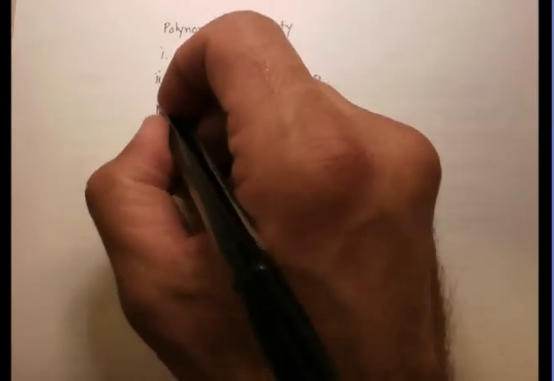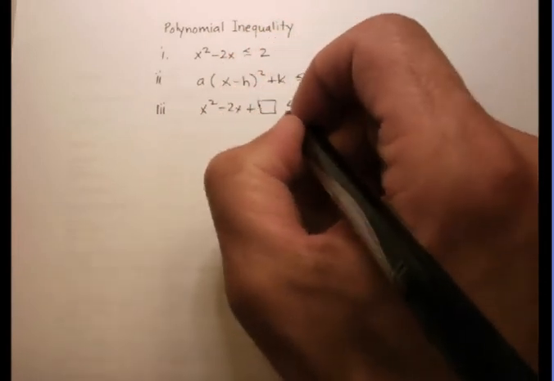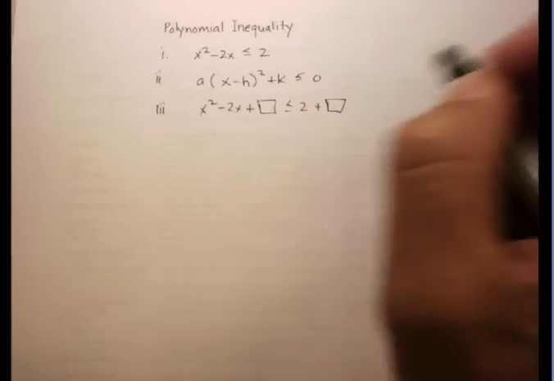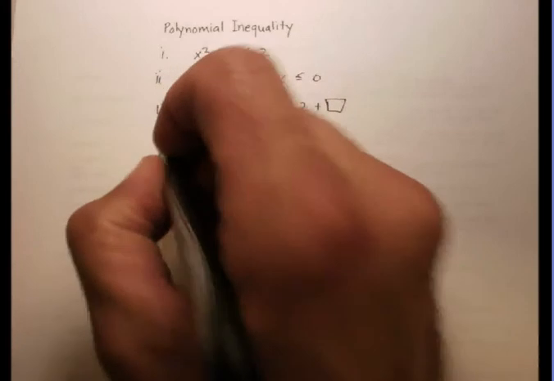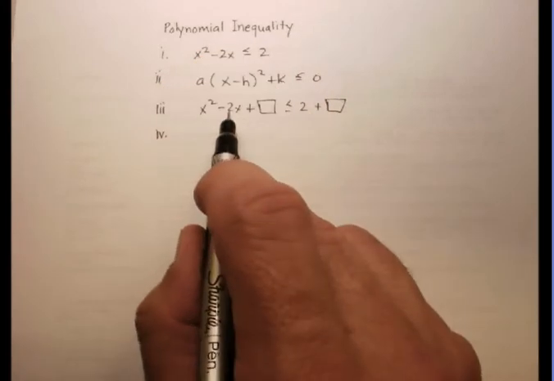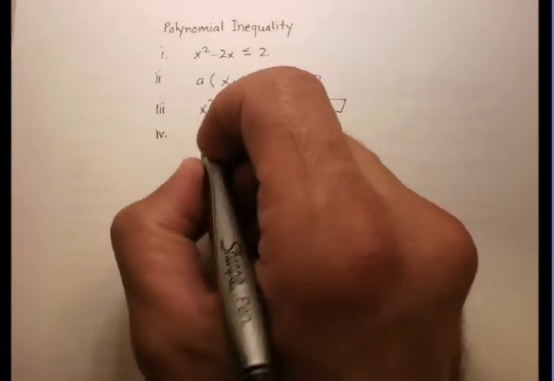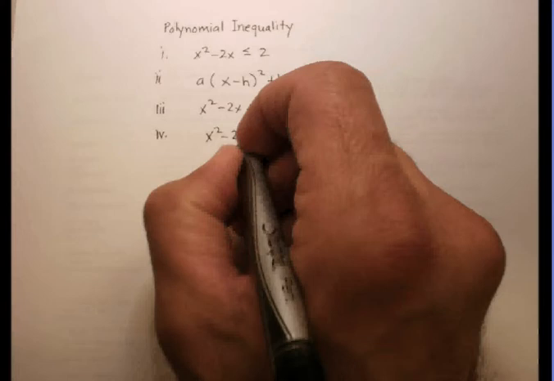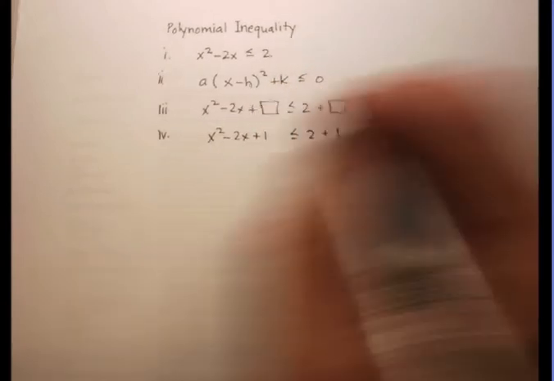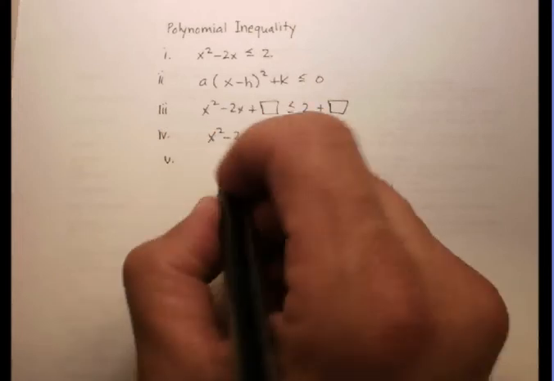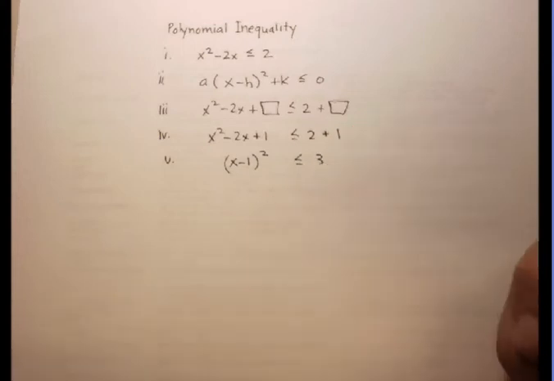All right, moving back to my original problem, x squared minus 2x plus something is less than or equal to 2 plus something, because remember the vertex form uses completing the square. Moving on, to complete the square I'm going to take half of this and square it. Half of negative 2 is negative 1, negative 1 squared is 1. So I get x squared minus 2x plus 1 is less than or equal to 2 plus 1. Now the factored form of this is x minus 1 quantity squared is less than or equal to 3.